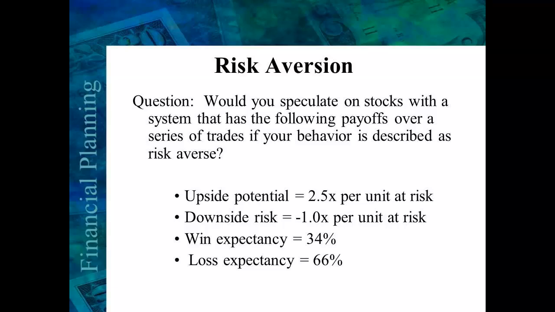Question: would you be willing to take a speculative position in a stock or trade a system where there is an upside potential of plus 2.5 times the dollars you put at risk, a downside risk of minus 1 times the dollars you put at risk, and an expectancy that you'll be right only 34% of the time? Some of the most successful investors in the world do. Let's run the numbers.